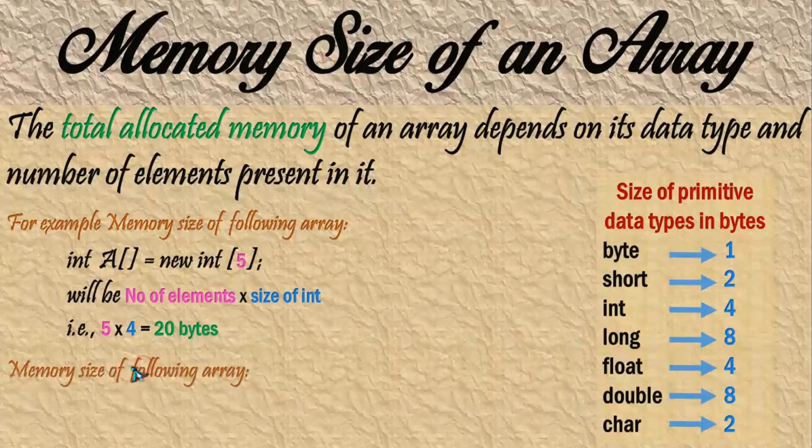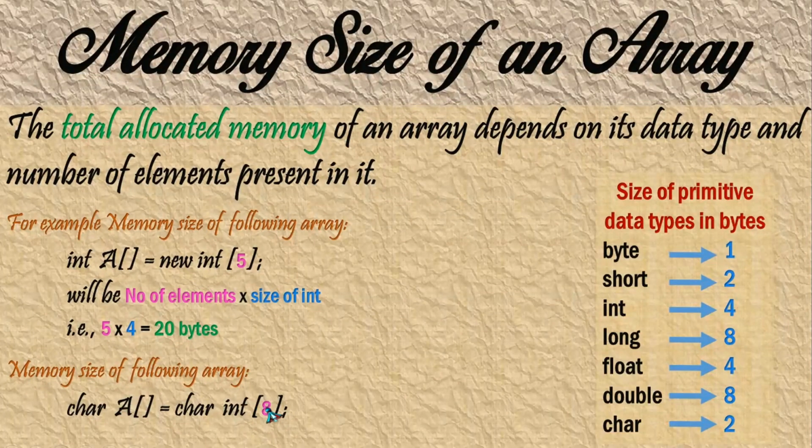Let us see another example. Here we have a character array which has 8 elements. So 8 into 2 is equal to 16 bytes, which is the memory size of that array. Let us learn how to create an array in a program.